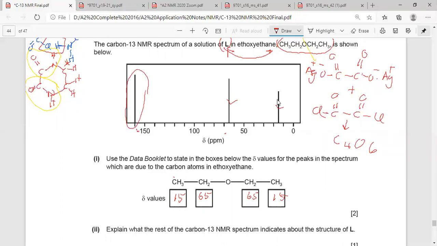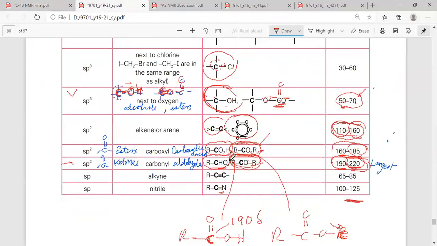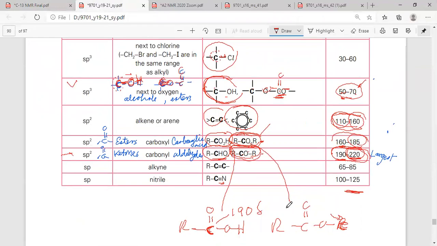So what carbon is this one here? 150, 160. Okay, 160. For 160, what kind of carbon structure has it got? Now here, 160 is of a carbon. That means it's of this one here.